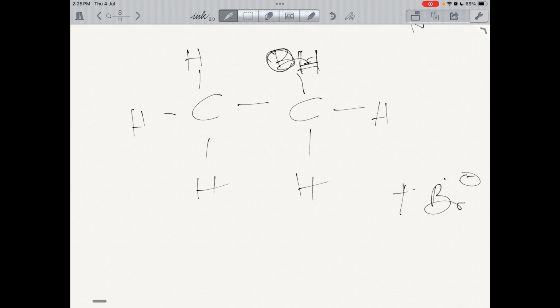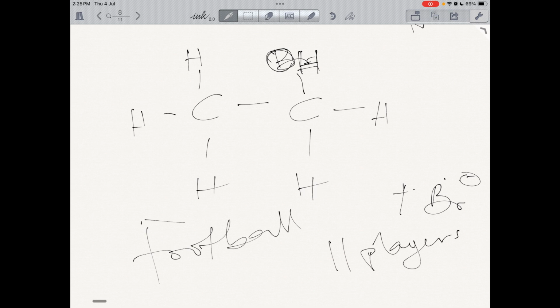It's like what happens on the football field. You remember what happens on the football field? You have 11 players. If there's a need for substitution, one of the 11 must go out. So you have 4 bonds around carbon. When hydroxide ion needed to come in, the Br had to exit. That is substitution.